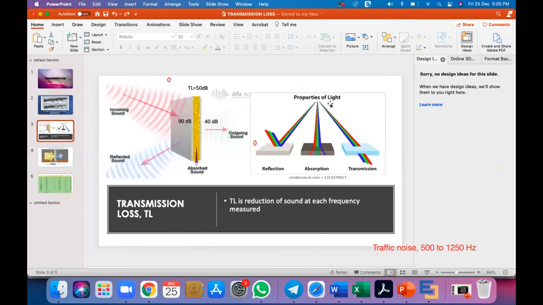If you still don't understand, you can see the right diagram. Sound and light use the same concept. You can see here, the light reflects, the whole thing reflects. Absorb means absorbed by the body of the material. Transmit, the light can pass through the material. This is transmit.